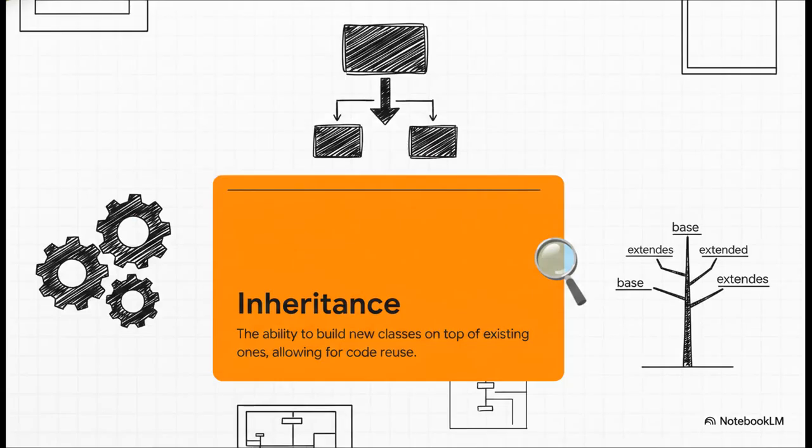Our third pillar is inheritance. This one is probably the most straightforward way to reuse code. It lets you create a new class that's a more specific version of an existing class. The new child class automatically gets all the features of the parent, so you don't have to write all that code from scratch. You just add the new specialized stuff you need.